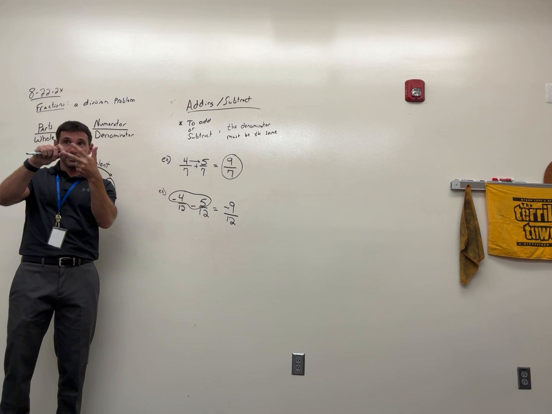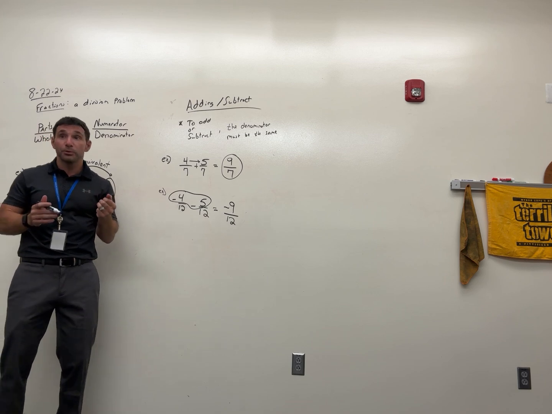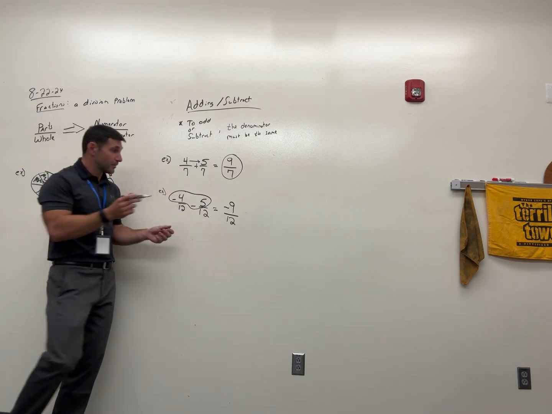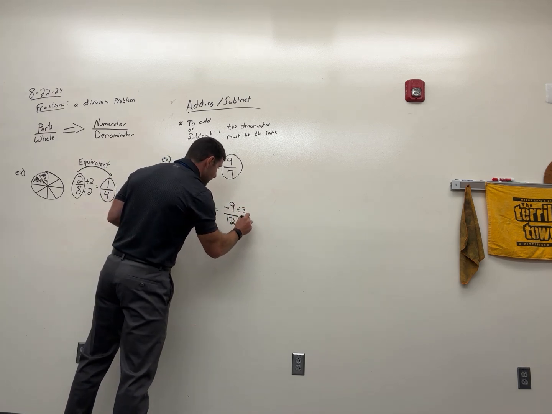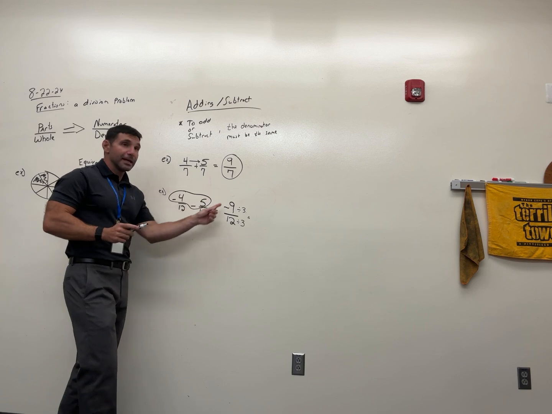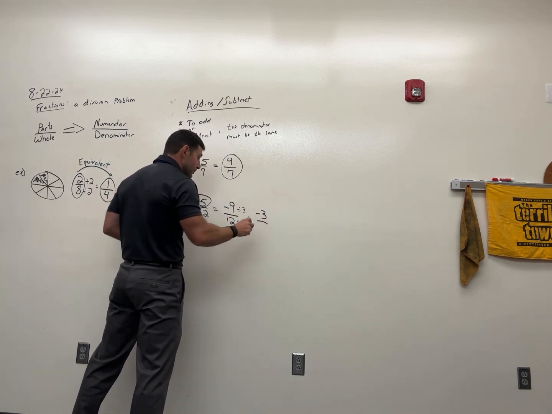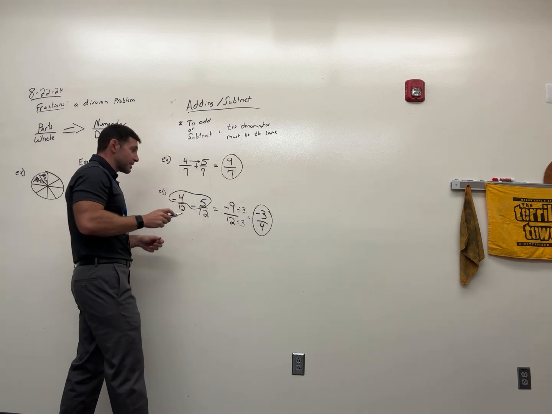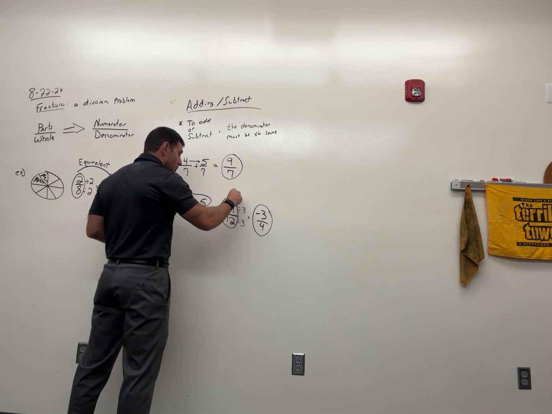Then what comes after 9? 12. Oh, wait a minute. So if I'm counting by 3s, 9 and 12 are both multiples of 3. So what can I divide by? 3. I divide both the numerator and the denominator by 3. -9 divided by 3 is -3. 12 divided by 3 is 4. So -4/12 minus 5/12 is -3/4.